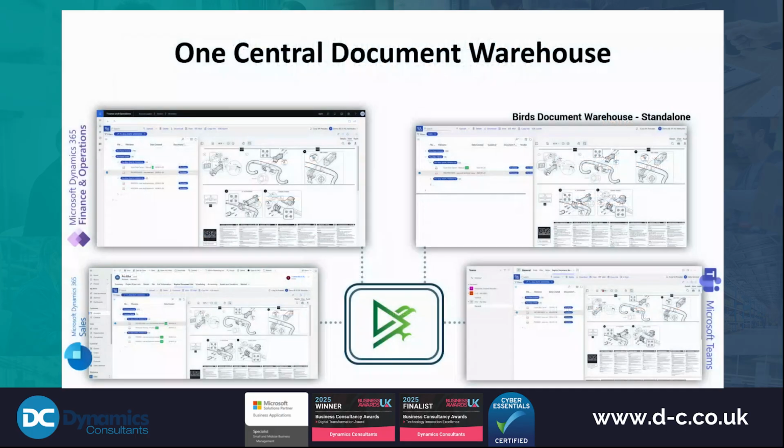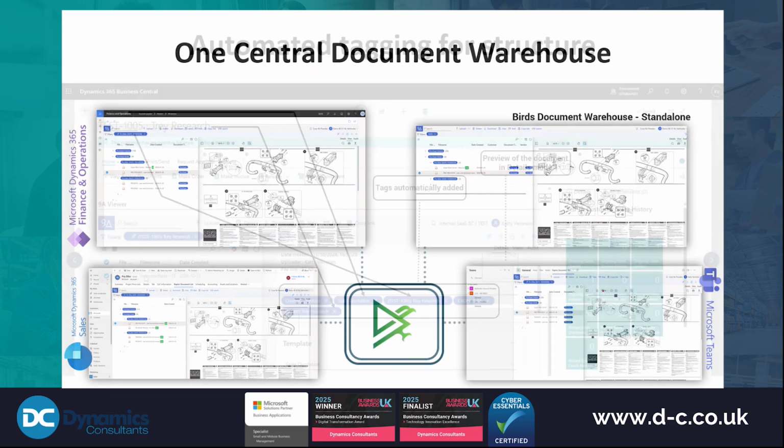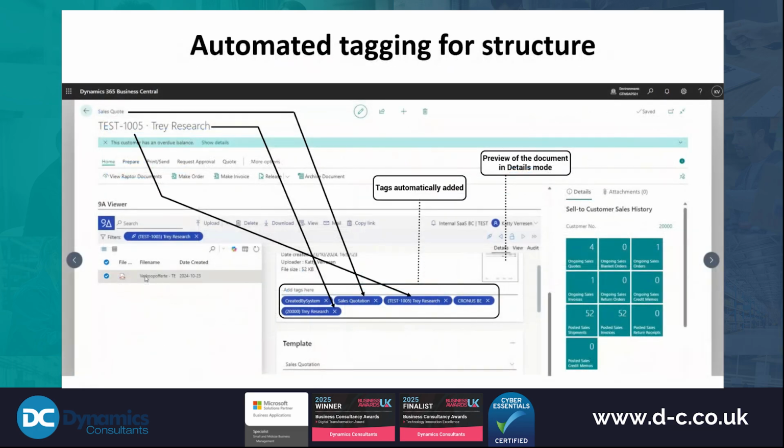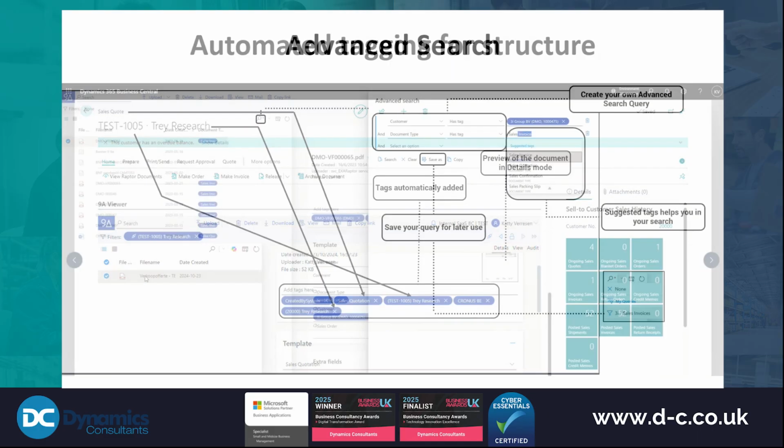And the beauty of it, it doesn't matter if you are in the ERP, in the CRM solution, or you are just using your normal Teams environment, or you're using our standalone, you will have access to that same document. And as you can see here in the screens, you actually have the same view. Here you see the tags that are automatically added. For example, if it's a sales quotation, customer name, for example, it will all be added automatically.